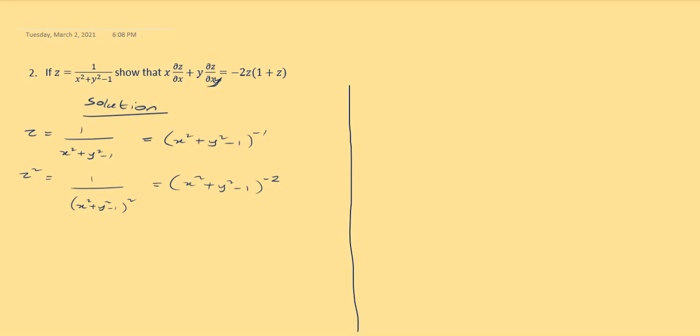Now again, from this z equal to 1 over x squared plus y squared minus 1, if you reciprocate or cross multiply, this will become z multiplying x squared plus y squared minus 1 to be equal to 1. So all this will be very useful as we want to prove this. Now I have z to be equal to x squared plus y squared minus 1 raised to the power of negative 1. Differentiate z with respect to x.